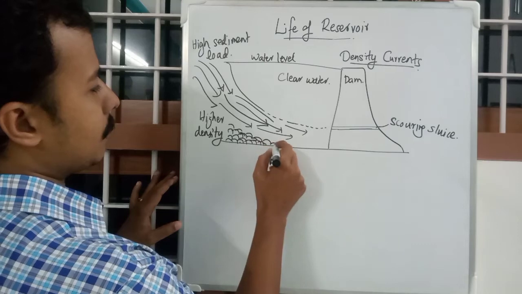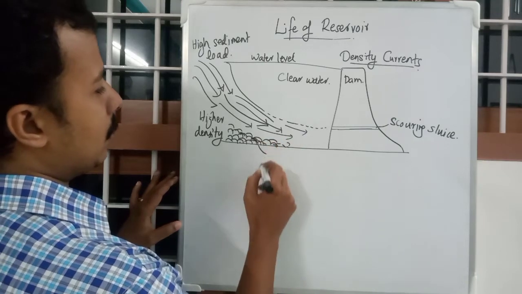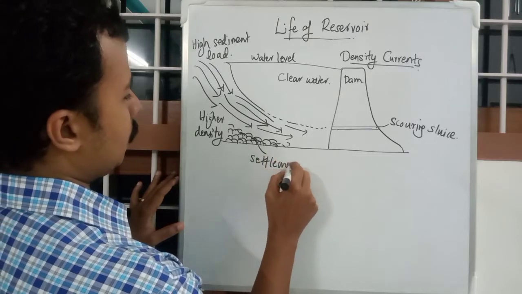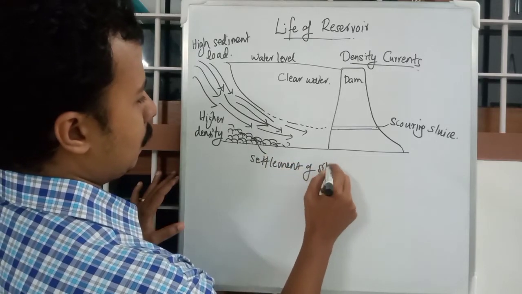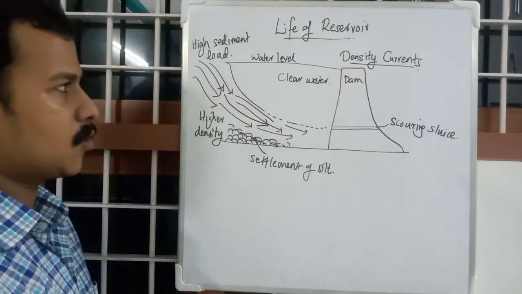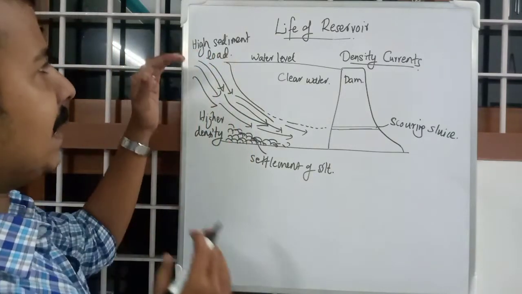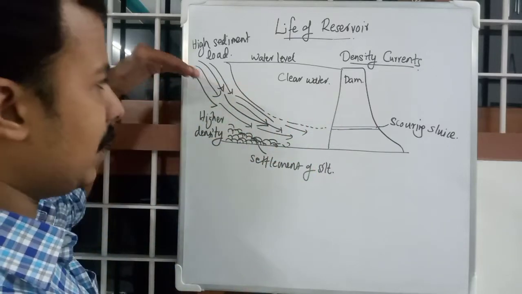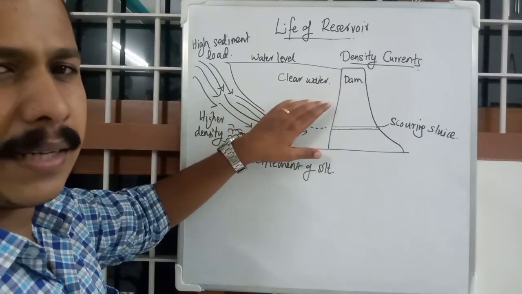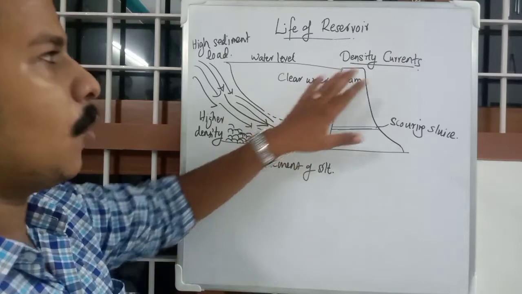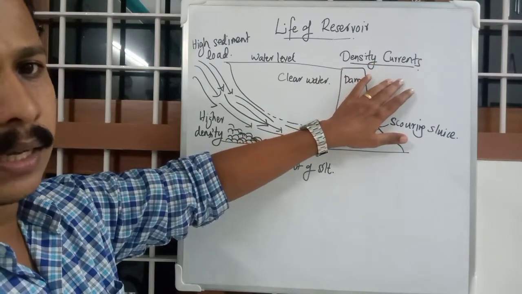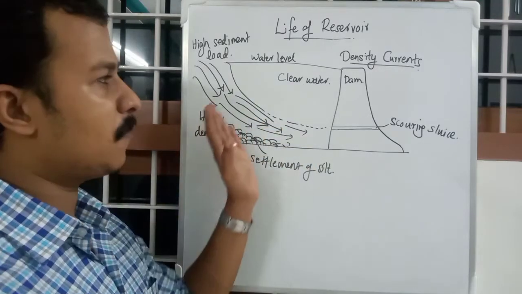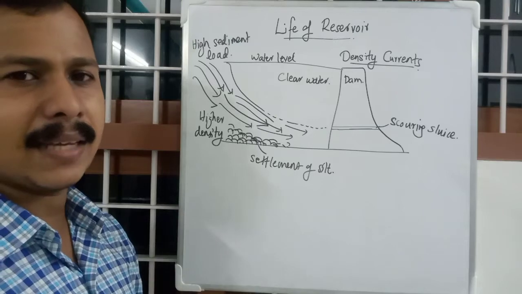Okay, that is settlement. Settlement of silt. So the flowing of higher density sediment-loaded rainwater below the clear water that had earlier been stored in the reservoir is called density currents. Okay, I hope the term is clear. If you have the figure and the explanation of these 3 points, it's very clear to understand.